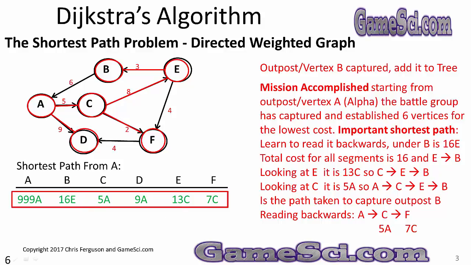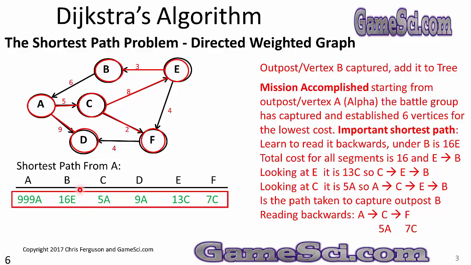Looking at E, how did we get to E? It's listed as 13 C, so we went from C to E to B. Looking at C, how did we get there? It's listed as 5 A. So what this is telling us is we went from A to C to E to B, and that's how we got to B. You've got to look at the array backward.